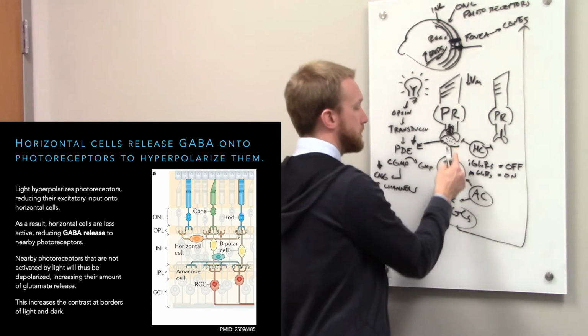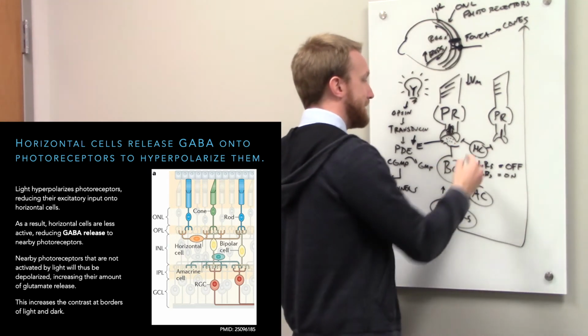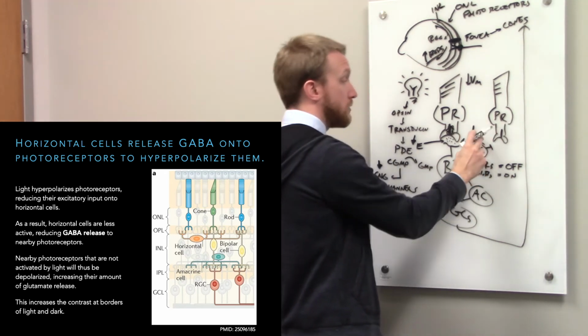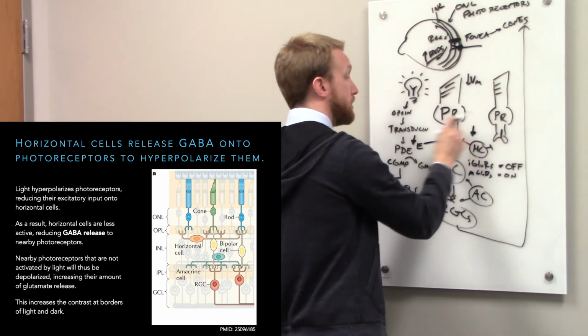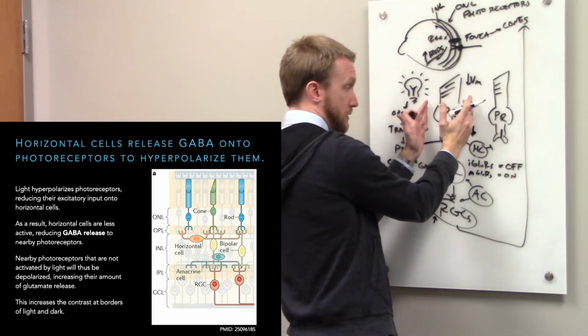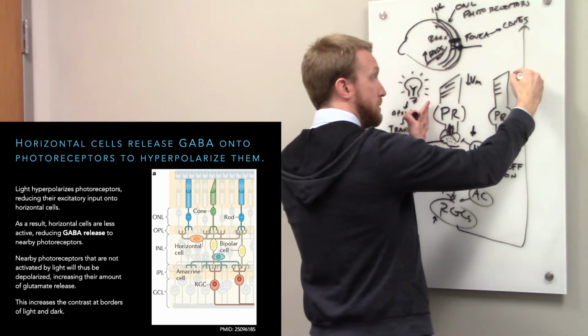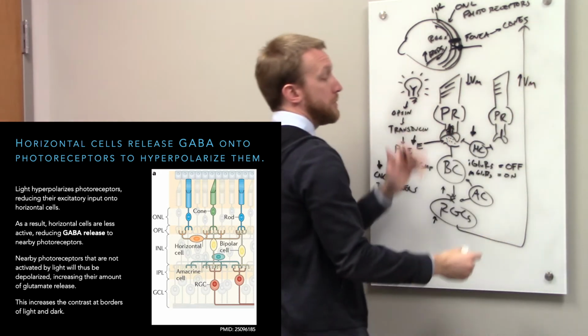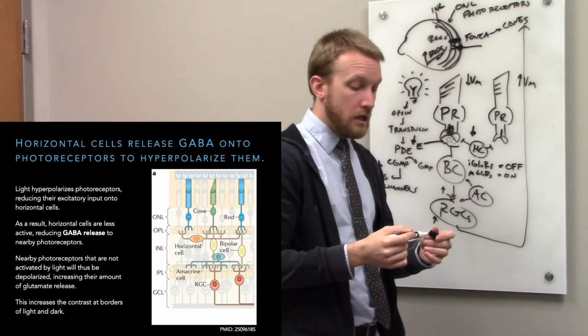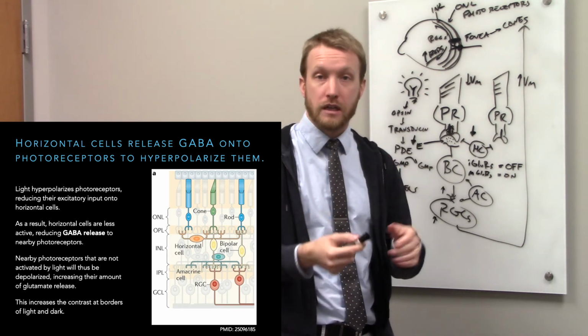So, when we decrease glutamate output here, what that does is decrease the activity of horizontal cells. Now these are inhibitory. So normally these are going to cause hyperpolarization here. So the hyperpolarization of this photoreceptor here leads to depolarization of its neighbor because of reduced GABAergic input from horizontal cells. And this is going to help with contrast detection.